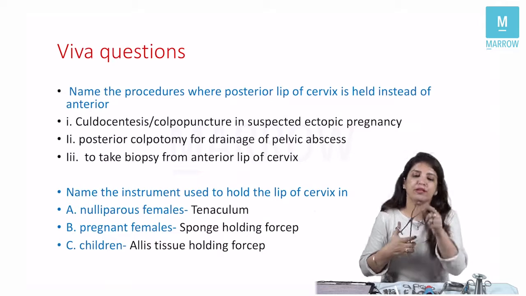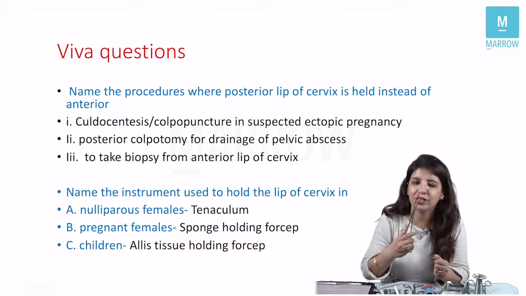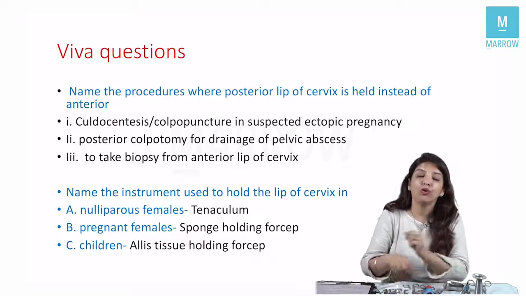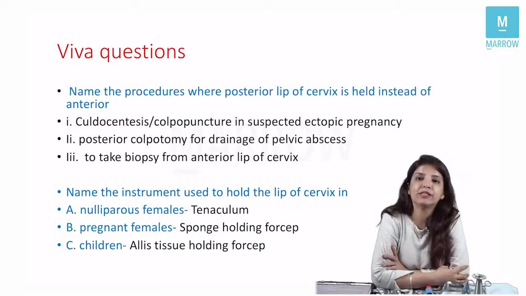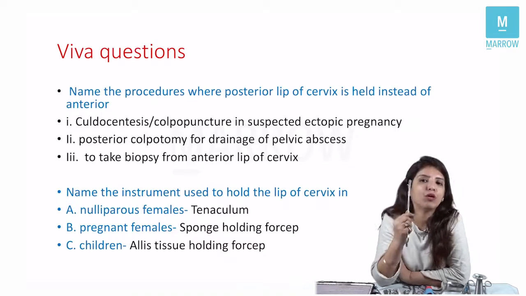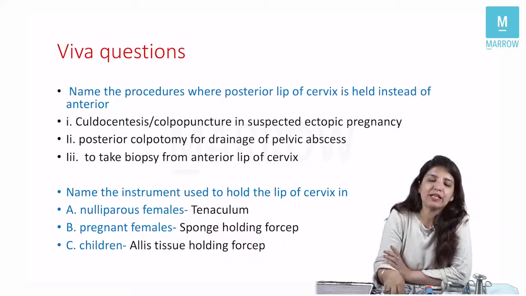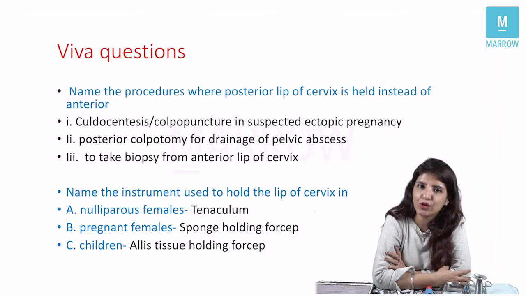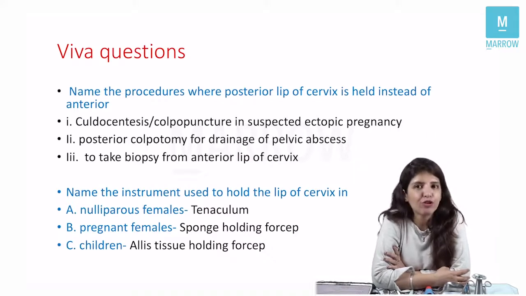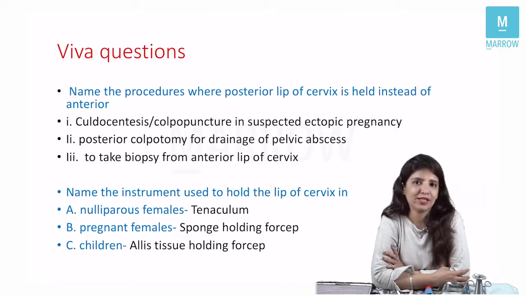if you see over here, Cellum has teeth, so it is going to grasp the cervix, right? The lip of the cervix very tightly. And all of you know that in pregnancy, the cervix is very soft. So if you grasp the cervix with a Cellum, that is going to lead to a lot of bleeding. So in pregnant females, if you have to hold the lip of the cervix, what instrument do you use? In pregnant females, you do not use a Cellum, you use a sponge holding forceps. Clear? Non-pregnant females, Cellum. Pregnant females, a sponge holding forceps.